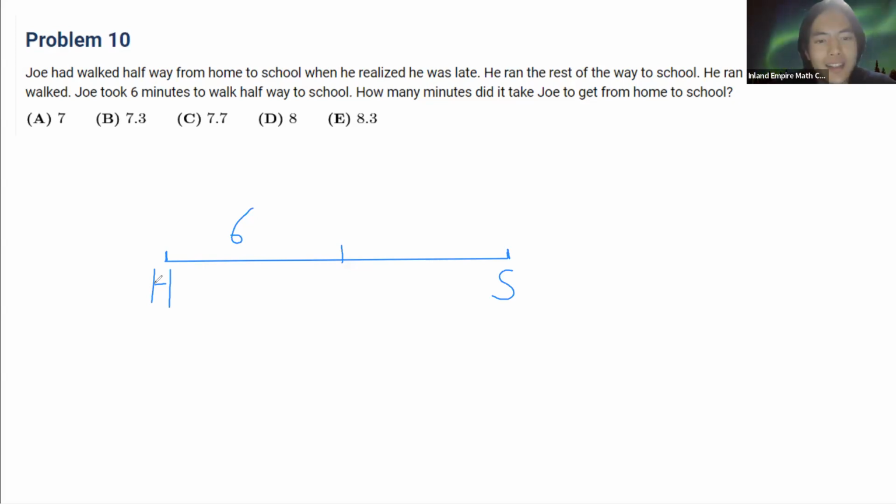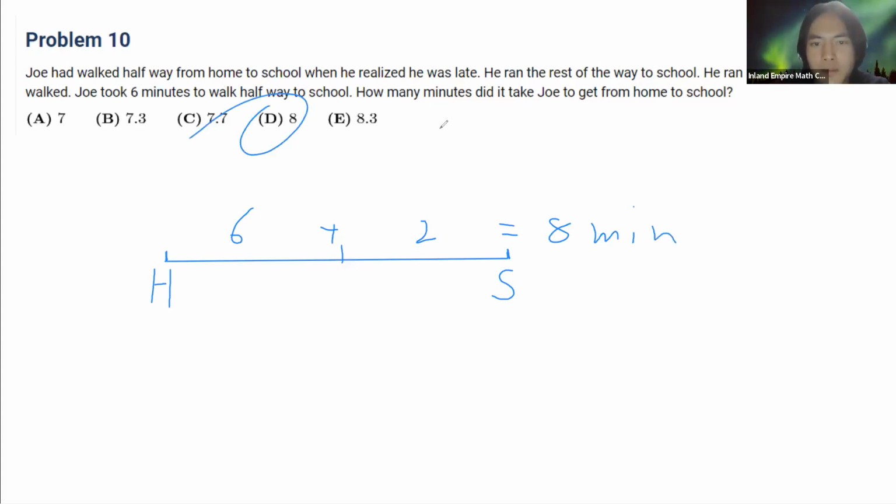But since he runs 3 times as fast as he walks, that means that if it takes 6 minutes for him to walk half the distance, then it would only take 6 divided by 3 equals 2 minutes to run that same distance. And finally, you add these up and you get 8 minutes. And so the answer is D.